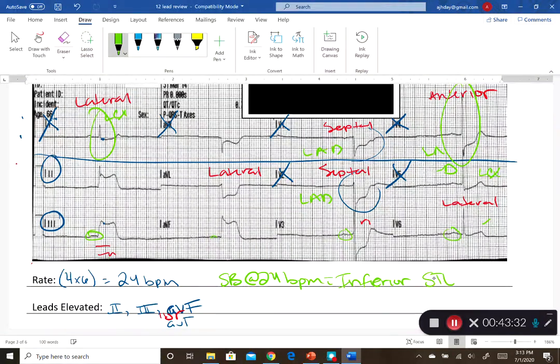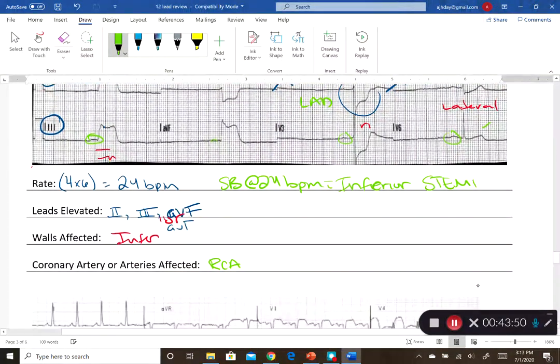wall STEMI. Now I'd imagine this patient is extremely unstable. I would expect them to not be compensating well. I mean, this patient probably needs pacing, because I can't imagine anyone being stable at 24 beats per minute. Not saying it can't happen. Probably need pacing. Probably very, very sick.